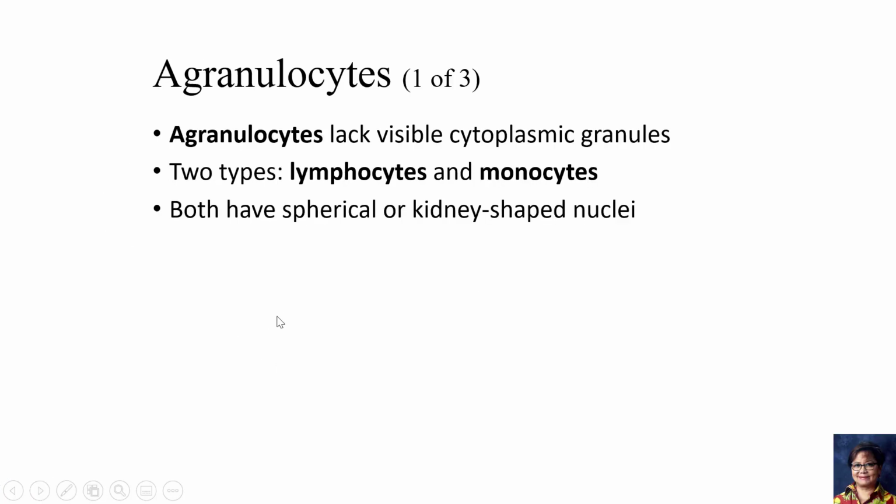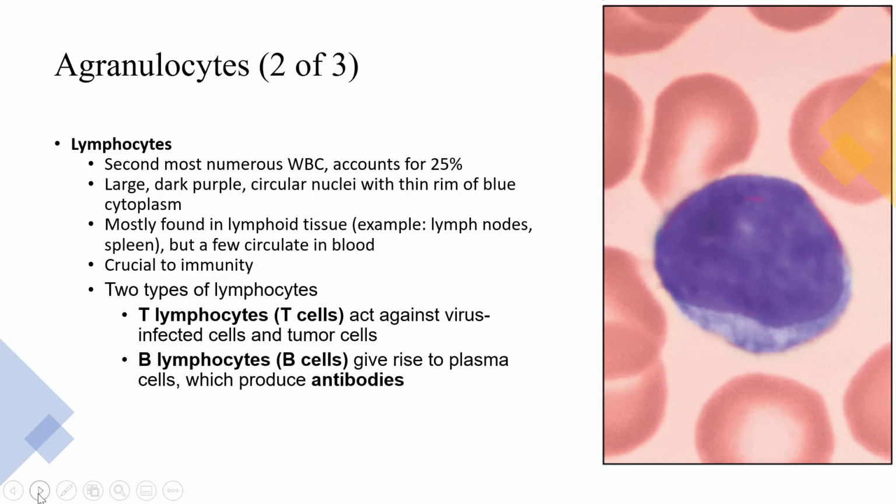So, the agranular ones do not have any cytoplasmic granules, and there's a couple of them. Both of them will have a spherical, really round nucleus, or it could be a kidney shaped nucleus or C shaped nucleus. So here's your one that would be very small. The smallest of all the white blood cells is actually your lymphocyte. And there are two types of lymphocyte, and they both play a major role in specific immune response.